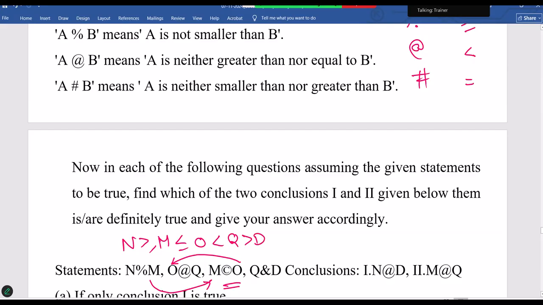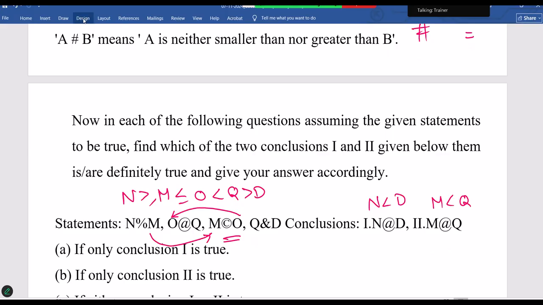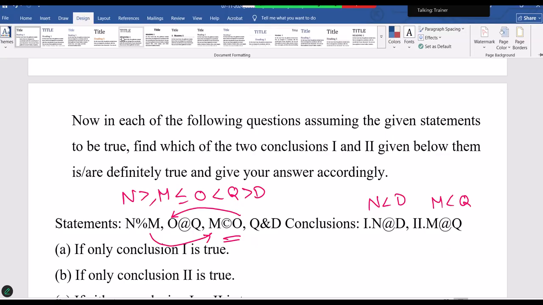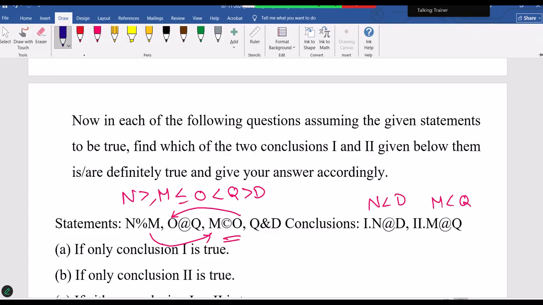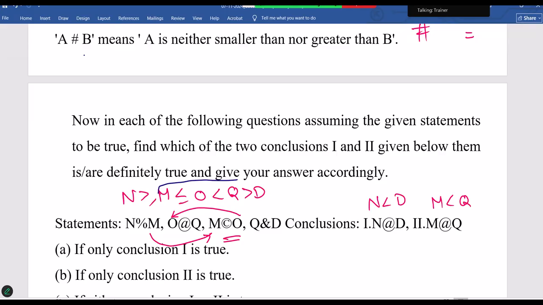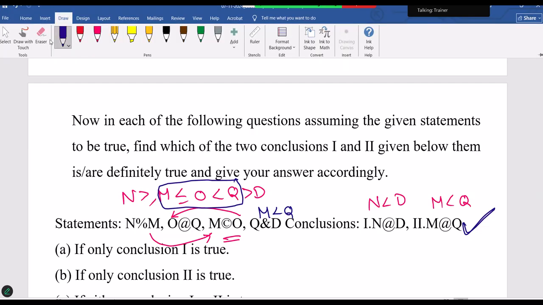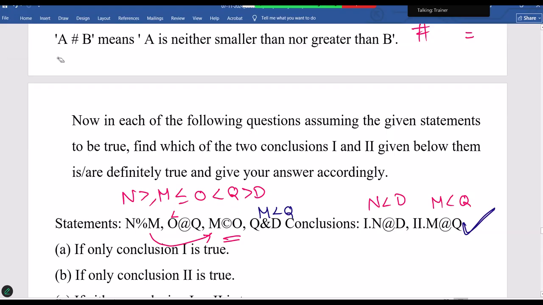This is what your statements are. Now the conclusion is this. M less than Q. Correct only. If you see the path from M to Q, is there anything common? Yes, the common symbol less than is available. M less than Q is correct. Second conclusion true. What about the first conclusion? N to D: my dear friend, throughout the path here there is no common symbol.